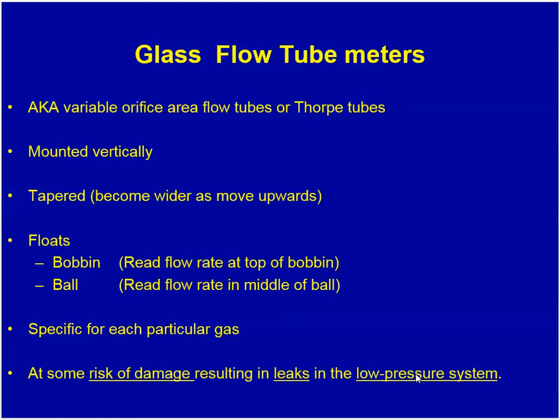The gas flow tubes are also known as variable orifice area flow tubes, or Thorpe tubes. They are mounted vertically and are tapered, i.e. they become wider as you move upwards. They contain two types of floats, either a bobbin, in which case you read the flow rate at the top of the bobbin, or a ball, in which you read the flow rate in the middle of the ball. Each of these tube meters are specific for each particular gas. And because they are made out of glass, there is some risk of damage resulting in leaks in the low pressure system.